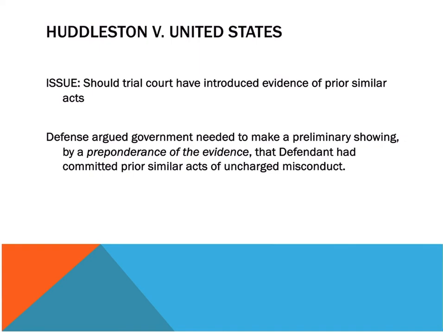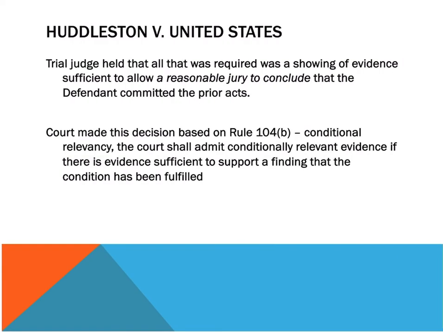At issue here was whether the trial court should have admitted evidence of these prior similar acts. The defense argued that the government needed to first make a preliminary showing by a preponderance of the evidence standard that the defendant had actually committed those prior similar acts that he was not charged for. The trial judge held that all that was required was a showing of evidence sufficient to allow a reasonable jury to conclude that the defendant had committed the prior acts.